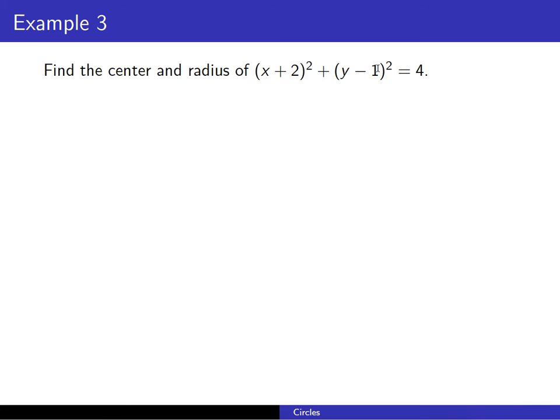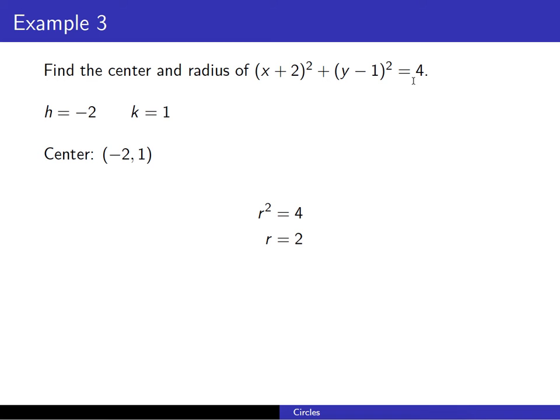So whatever's after the x, we're going to take its opposite, that'll be our value of h. Whatever's after the y, we'll take its opposite, that'll be the value of k. In this case, h is going to equal negative 2 and k is going to equal 1. And for the right hand side, we'll have r² equals 4, and that's going to make r equals 2.